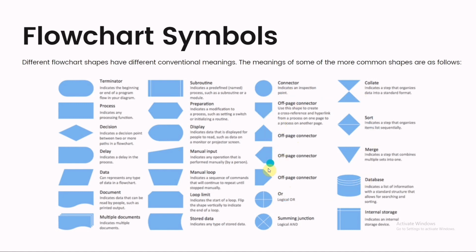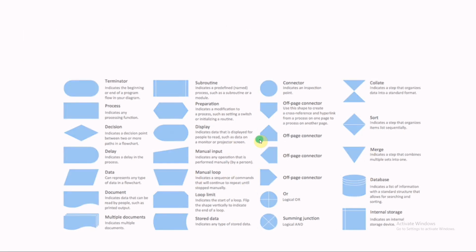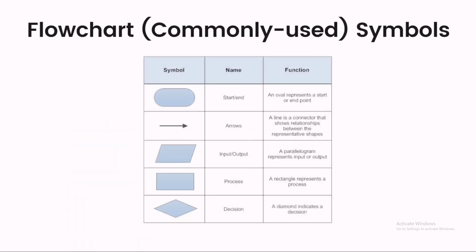Example, mga like this mga on-page connector, mga logical OR. So may discuss naman sa mga later topics, mga representation nila, also using database and storage, mga merge naman. And amo na yung aton nga commonly symbols. We only need at least 5.